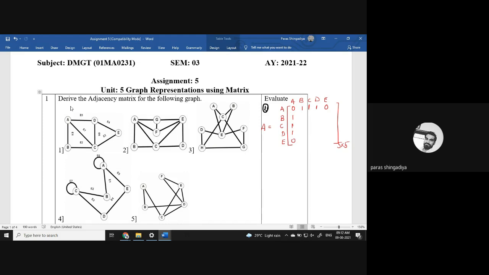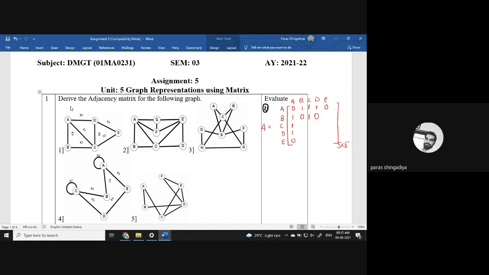Now check for B. B to A is already connected, we already placed 1 here. Now B with B, there is no loop at B, so it will be 0 here. B to C is connected by edge E2, so it will be 1. B and D, there is no direct edge between B and D, so it will be 0 here.